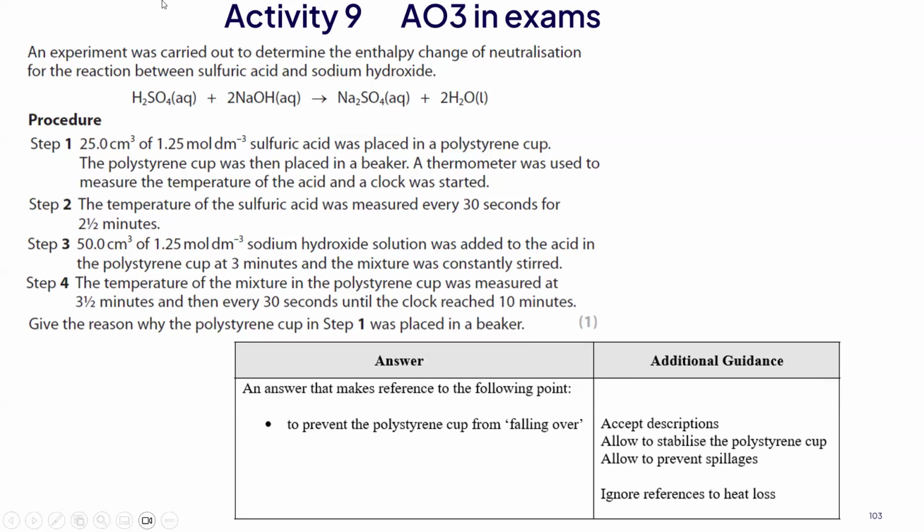So activity 9, AO3 questions in exams. Okay. Here we are. We've got an experiment carried out to determine the enthalpy change of neutralization of sodium hydroxide and sulfuric acid. Okay. And we have to give a reason why the polystyrene cup in step 1 was placed in a beaker. And it's simply to prevent it from falling over, to stabilize it. Simply stabilize the polystyrene cup. Okay. Allow to prevent spillages. Okay. So ignore any references to heat loss. So nice simple one to start us off.